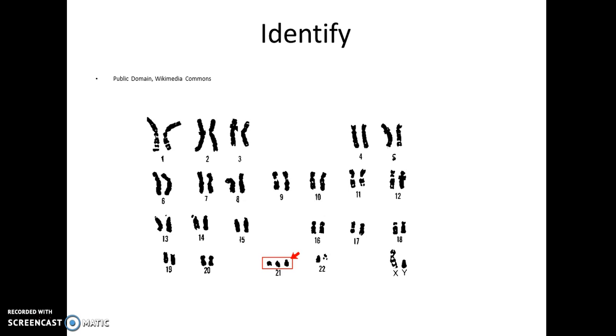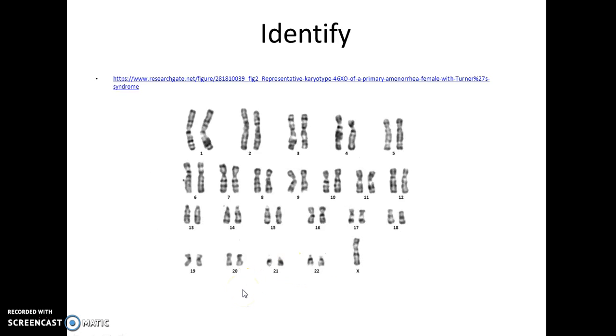You can also have non-normal karyotypes. Right here we have trisomy 21, three 21st chromosomes. It's a male boy with three 21 chromosomes. Or you take a look here, what's wrong? Anybody see what's wrong? Oh, we only have one X. Only one X. All right, Turner.